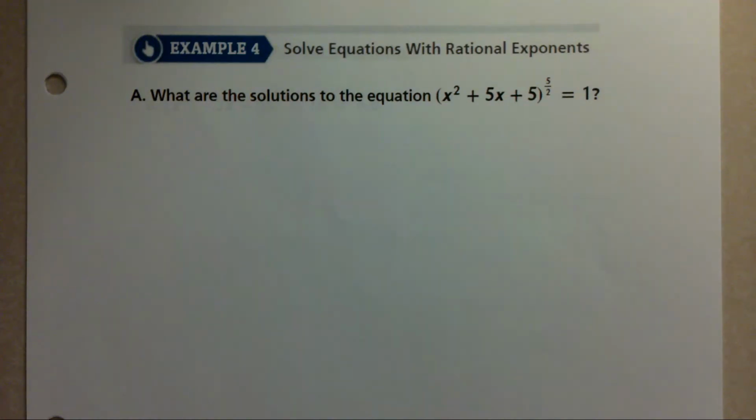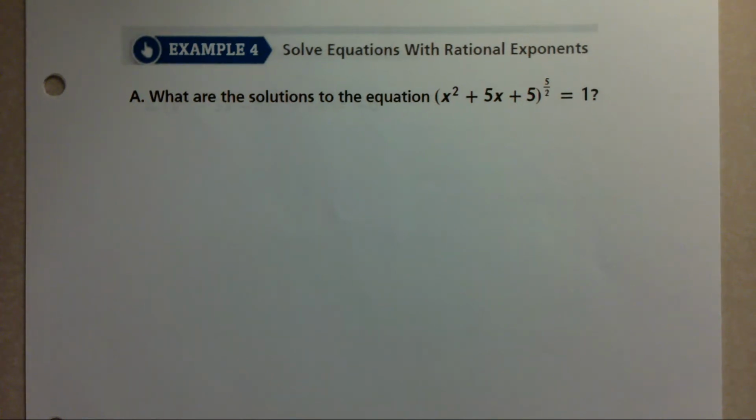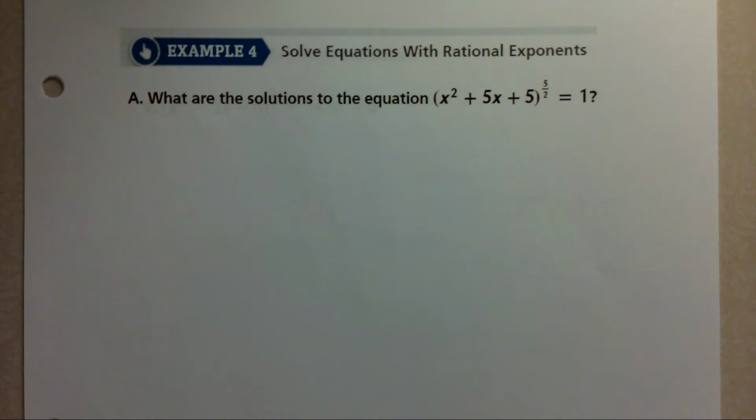Alright guys, we're back today to look at the second part of lesson 5.4, which is on solving radical equations. We are going to start today with solving equations that have rational exponents, because we know that rational exponents are very closely related to solving things with radicals. So the first step, just like yesterday, is to isolate the expression that has either the radical or the rational exponent.